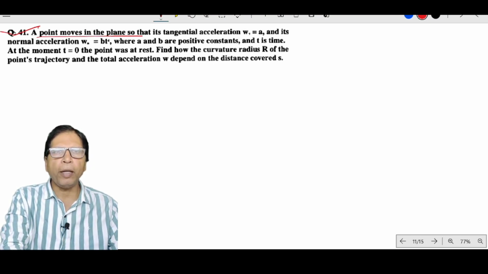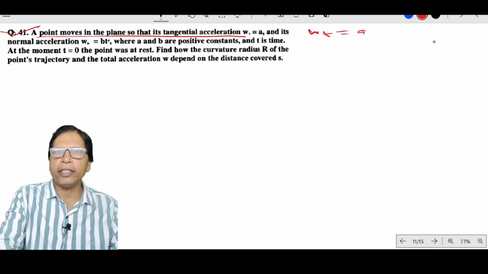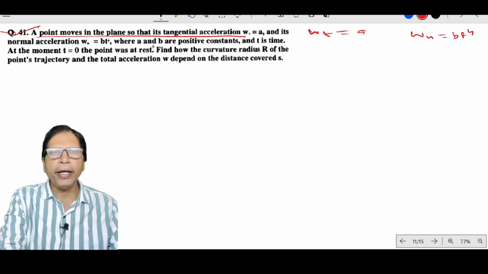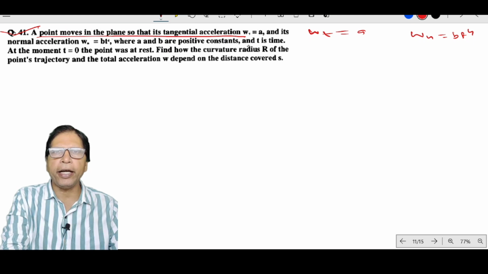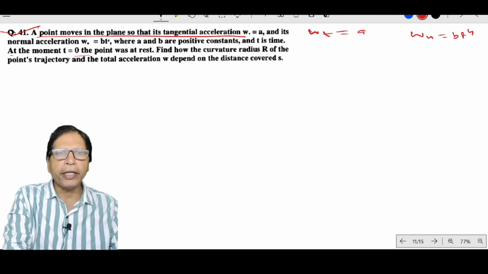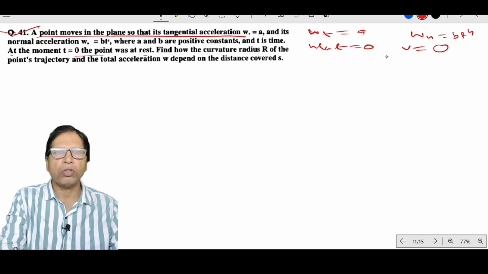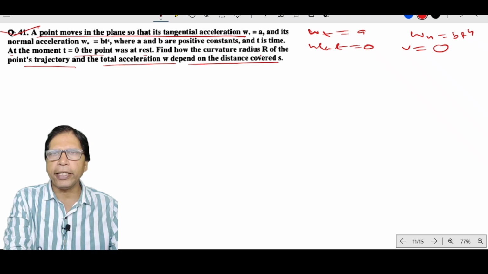Now, question number 41. A point moves in the plane so that its tangential acceleration Wt is equal to a, and its normal acceleration Wn is b t to the power 4, where a and b are positive constants and t is the time. At the moment t equal to 0, the point was at rest, that is, when t equal to 0, v is also 0. Find how the total acceleration w depends on the distance s covered. So first of all, we have to calculate distance s.